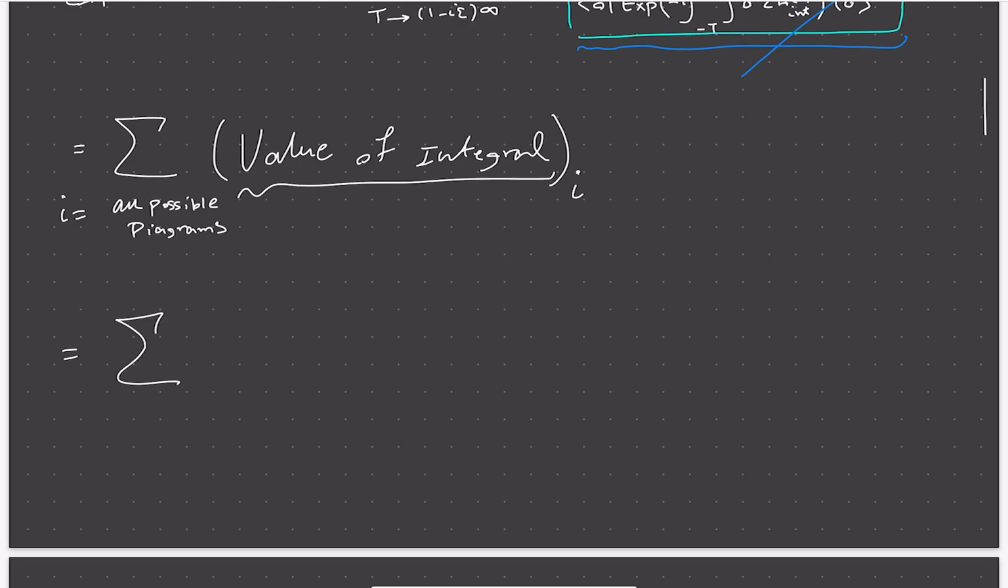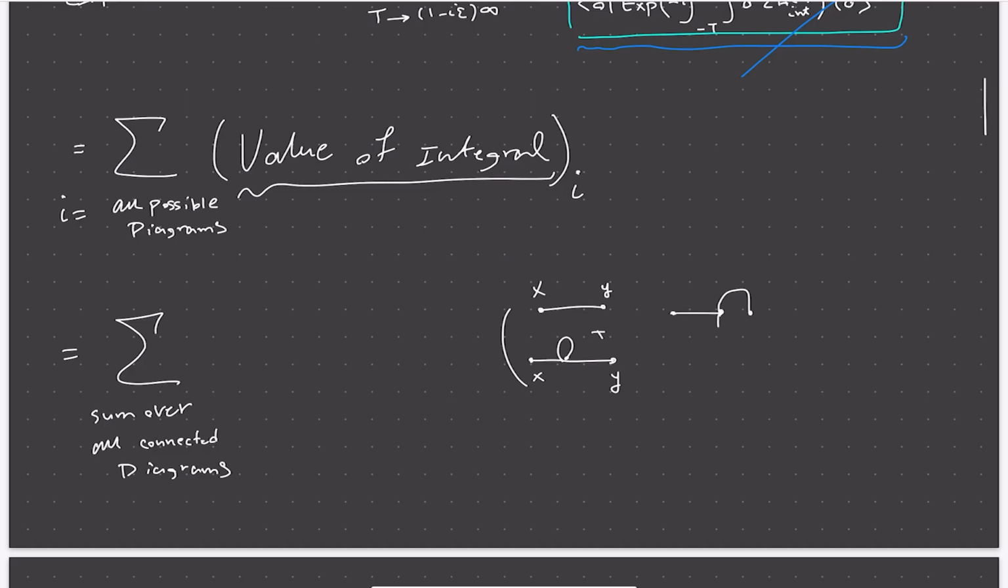This is equal to the sum over all connected diagrams, which basically means anything that is connected from x to y. In the first order, x to y is connected directly. Then you have x, a bubble here, and then you're connected to y. And then you also have a situation where there are 2 points in between. And then all the other terms.